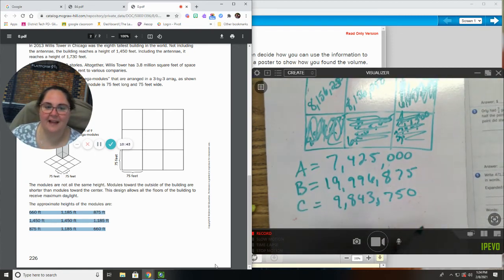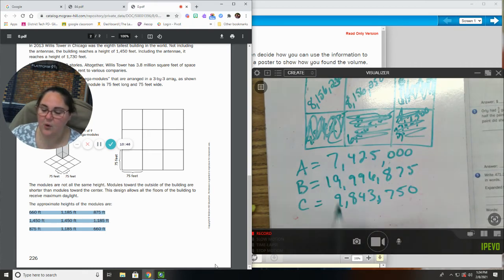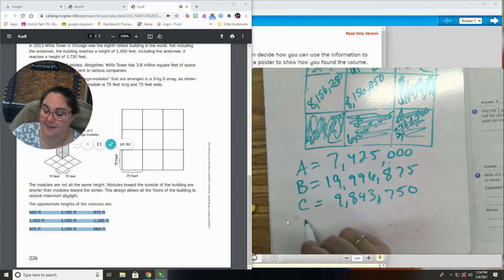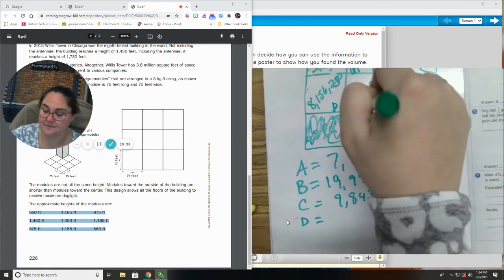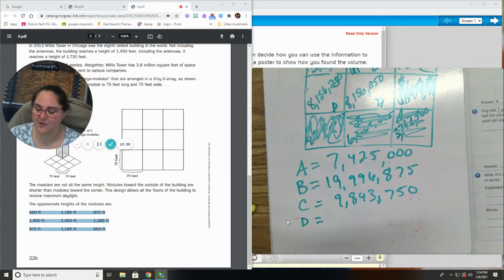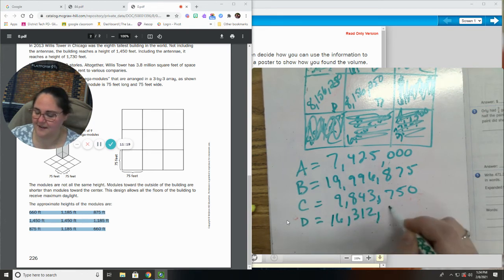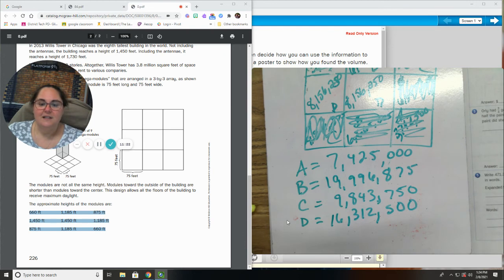All right. I want you to find the last number. So we're going to take 8,156,250 times 2, because there's 2 boxes with that same height. So box D, or height D. Type it in. What do you get? All right. 16,312,500. Sheesh. All right, and now is the moment of truth.